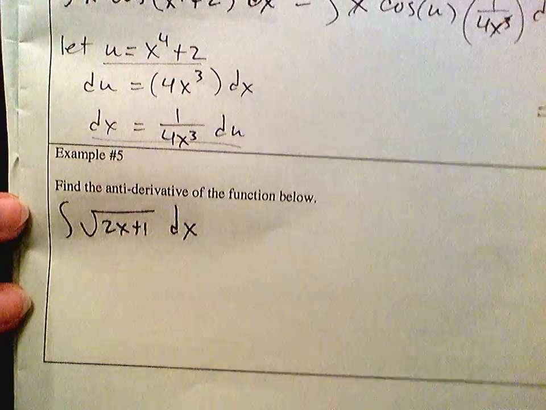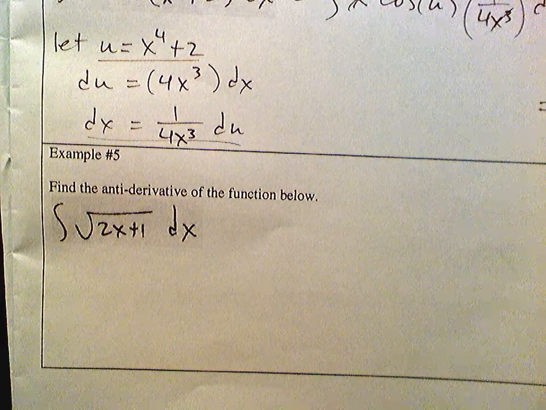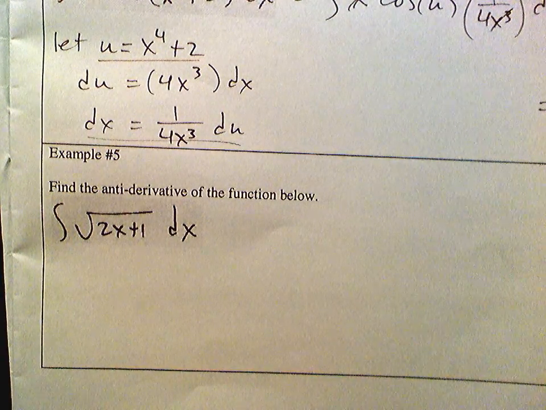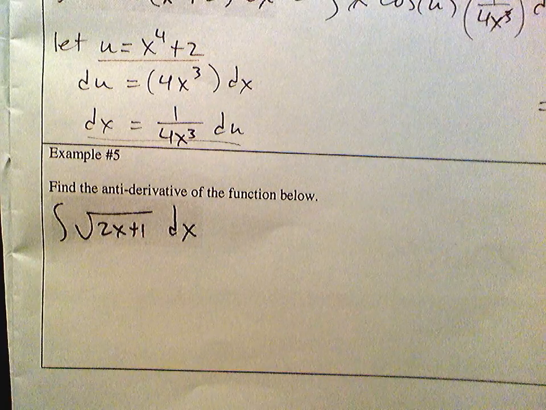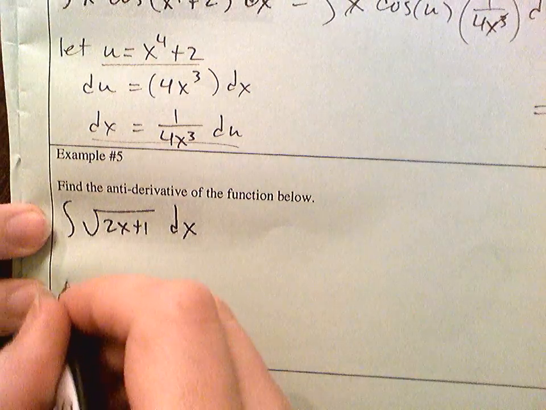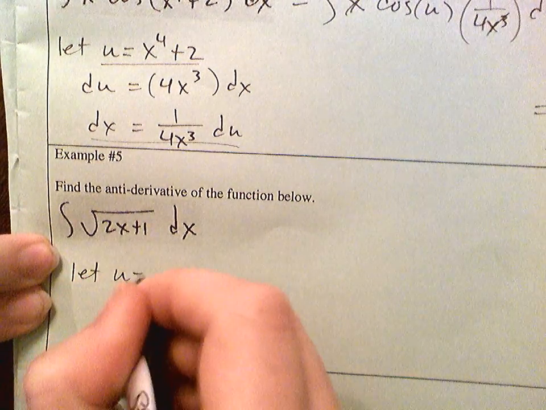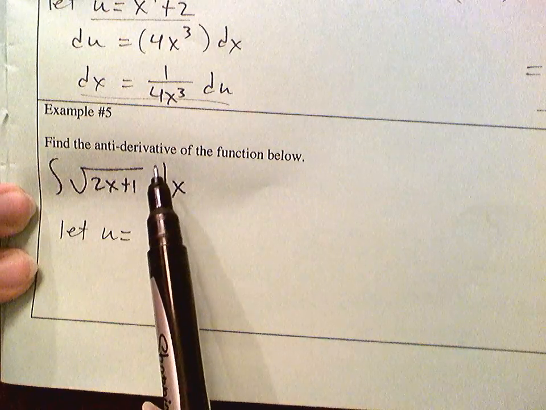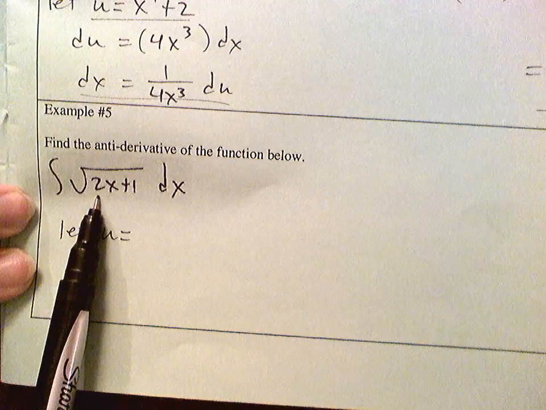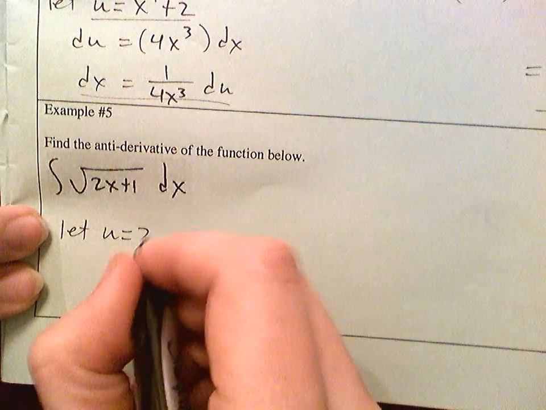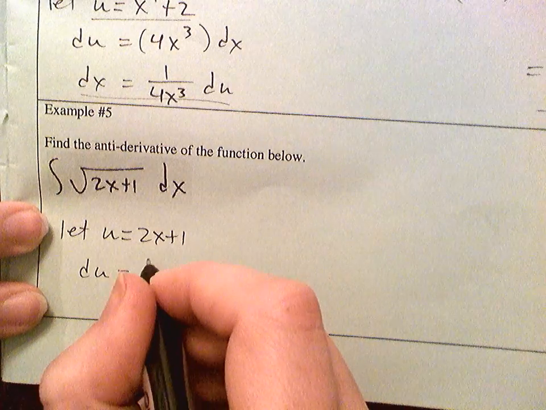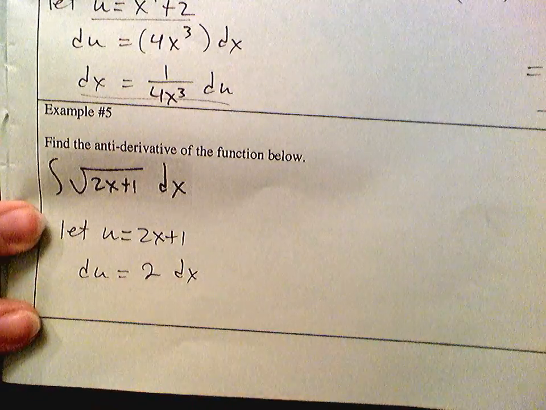Next, find the antiderivative of the function below. So I can't use power rule on this for sure. And I don't know a formula for its antiderivative, so I'll use u substitution. So I'll let u equal a function that is inside of another. I see a square root function, and its input is another function, 2x plus 1, so that'll be my u. And then I go du equals 2 dx.